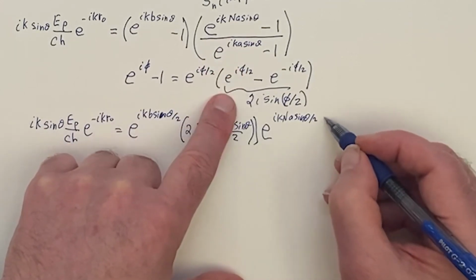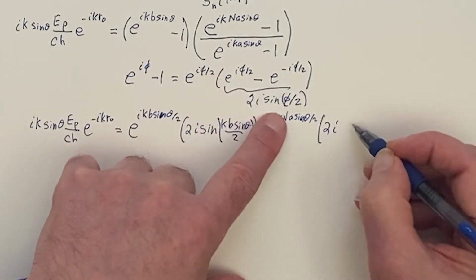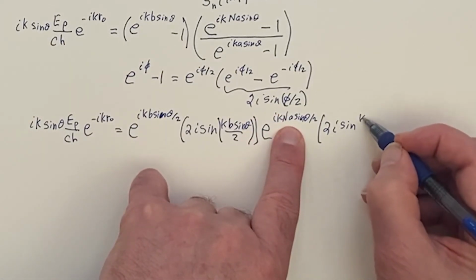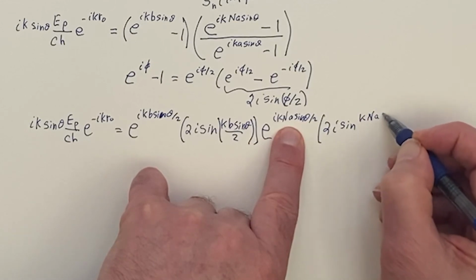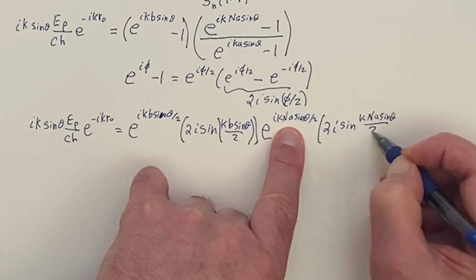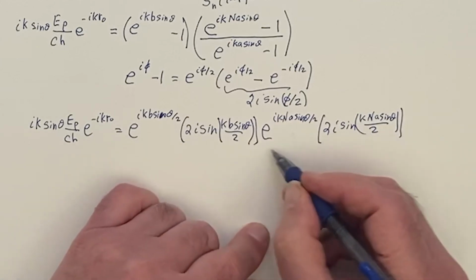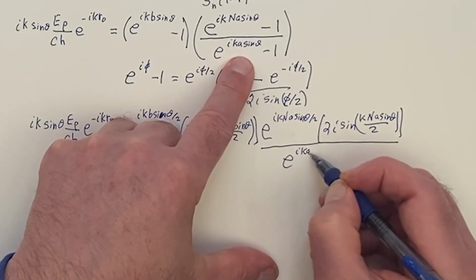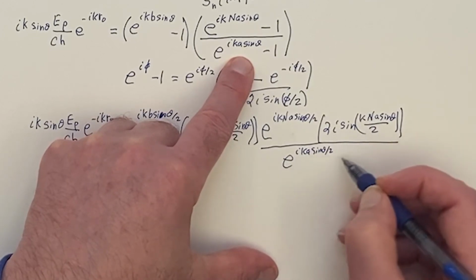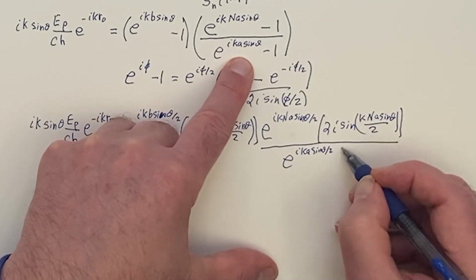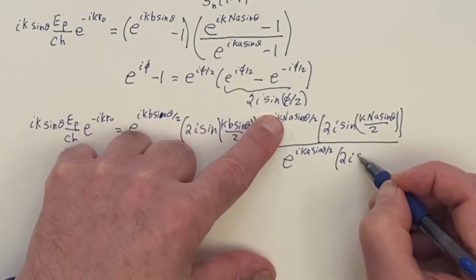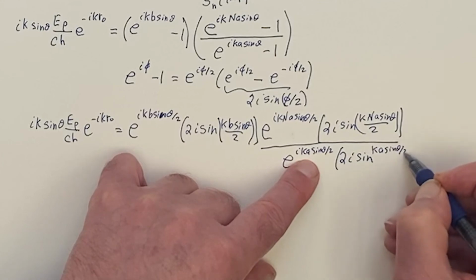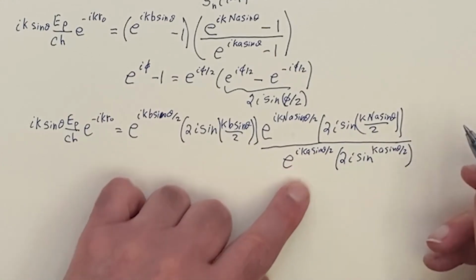And then we're going to have here 2 times i, and that's going to be the sine of what's in here, the k n, big N, a sine of theta over 2. And then we divide, for this one, e to the i k a sine theta over 2. And that's going to be then 2i sine ka sine theta over 2. So there we have it.